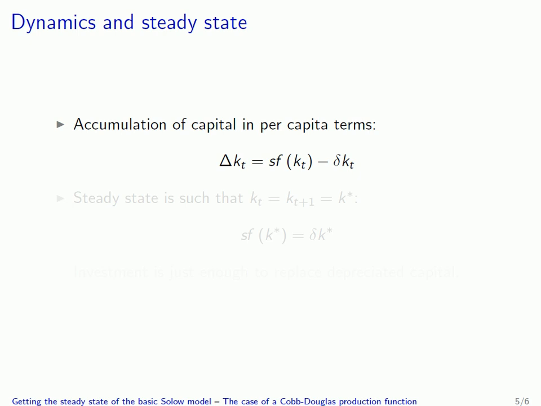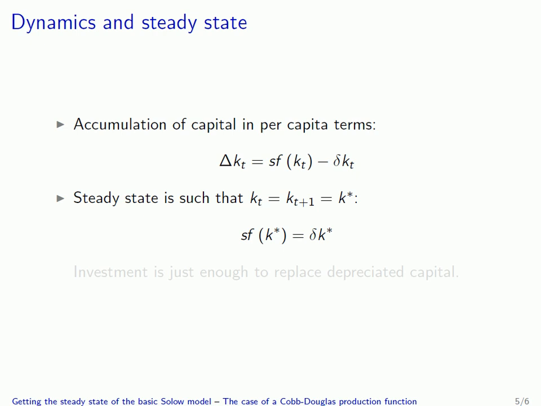Now, in the steady state, this law of motion is very particular. The characteristic of the steady state is that capital per worker doesn't change from one period to the next one, so the variation is equal to 0. The steady state is such that k_t is equal to k_{t+1}, which is equal to k star. K star is the notation for the steady state.